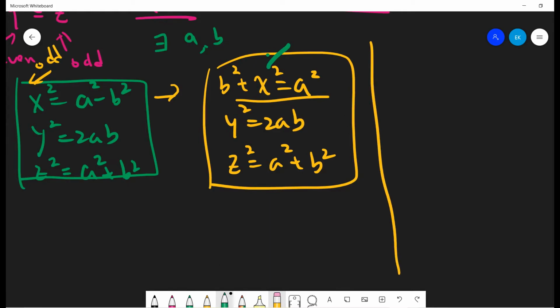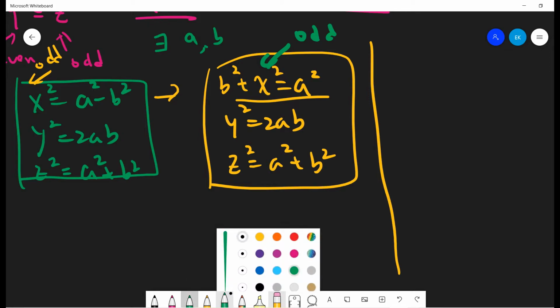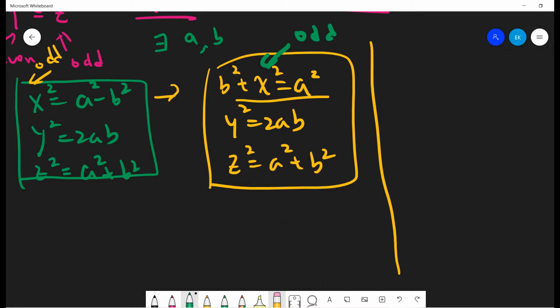Remember that now x is odd. So there should be a u and v such that x is u squared minus v squared, because x is odd. And b is even, a is odd. The reason is that b should be written as 2uv, and a should be u squared plus v squared.